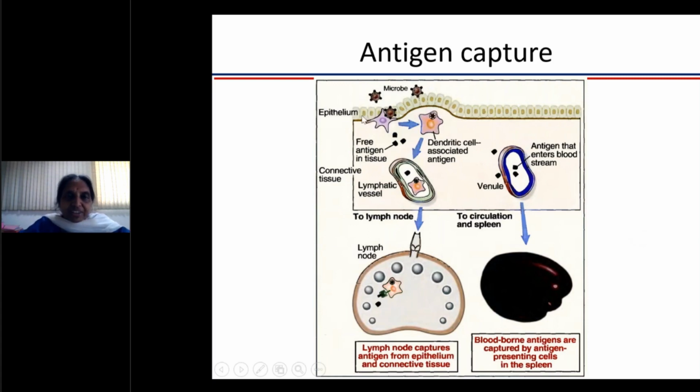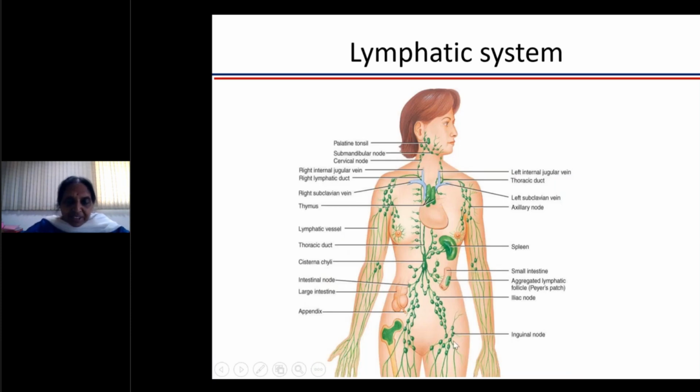So if you see here, this is the epithelium and the microbe has entered. It is taken up by your dendritic cell or a macrophage. That will go into the lymphatic tissue, or the lymphatics will drain this area and will go into the lymph node. If it is an antigen which has entered the blood, it will go into the spleen. This we have learned yesterday. And to take these antigen presenting cells which are loaded with bacteria from the periphery to the lymph node, we have these channels which are the lymphatic channels.